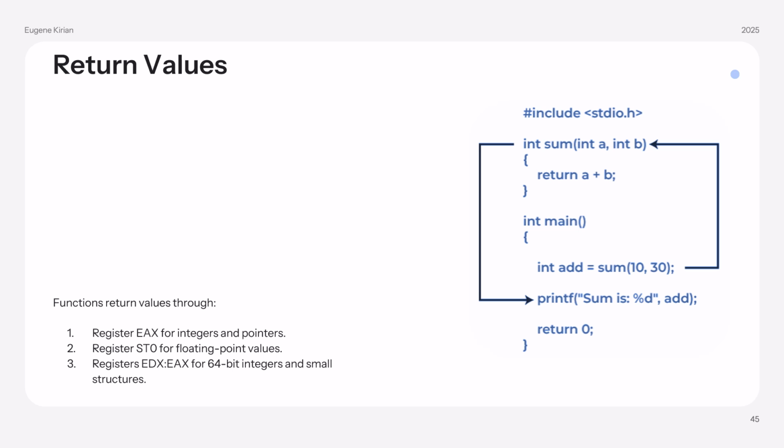When it comes to 64-bit integers or small structures, things get a bit more complex. In this case, the return value is stored in a pair of registers, EDX and EAX. The high 32 bits of the value are stored in EDX, while the low 32 bits are stored in EAX. This allows the caller to reconstruct the full 64-bit value or access the structure's content.